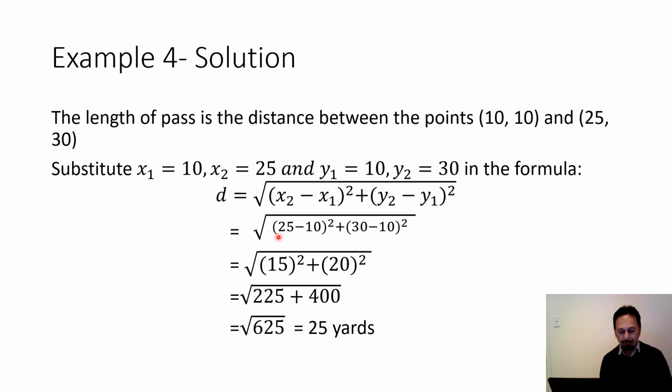So x2 is 25, x1 is 10, y2 is 30, and y1 is 10. So 25 minus 10 is 15 squared, keep the square root. 30 minus 10, 20 squared. Now 15 squared is 225. 20 squared is 400. Keep the square root, add: 625. Now you take the square root. So it'll be 25 yards.